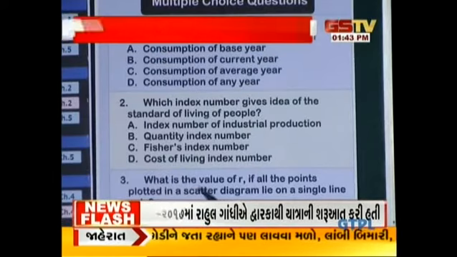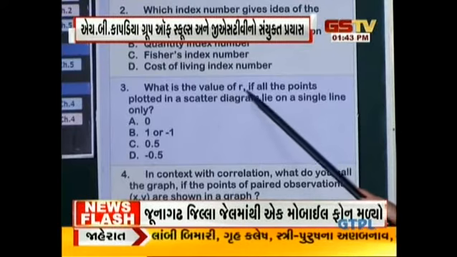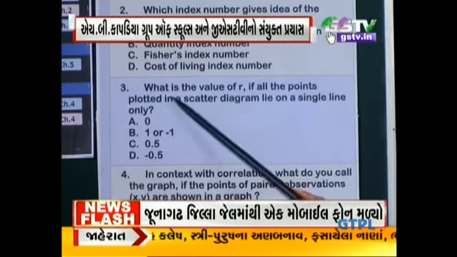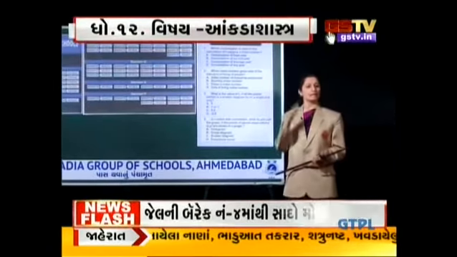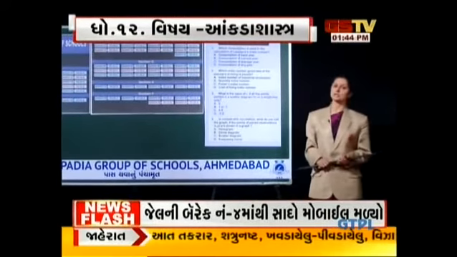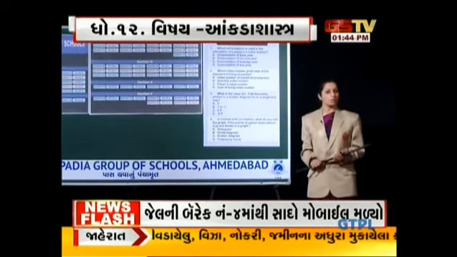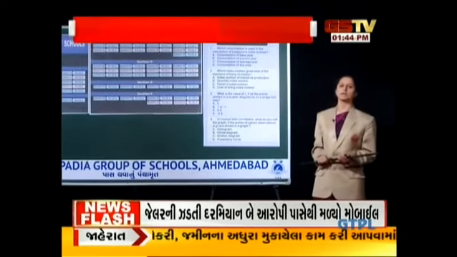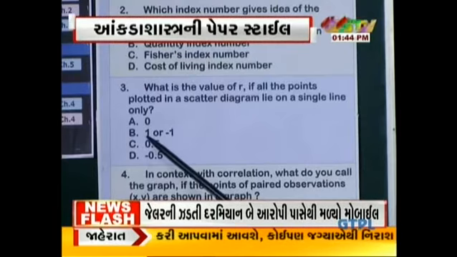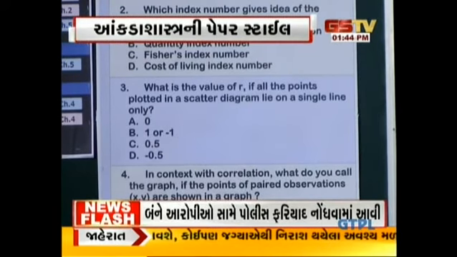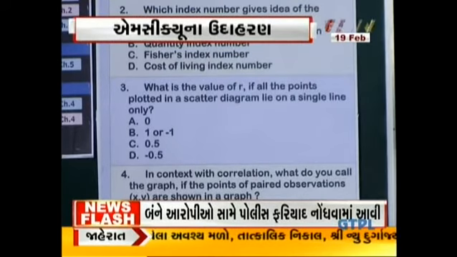Next, moving to an MCQ from the second chapter: what is the value of R if all the points plotted in a scatter diagram lie on a single line? As we know, if all the points lie on a straight line, then it is a perfect positive or perfect negative correlation. So what will be the value? It can be 1 if it is perfect positive. It can be -1 if it is perfect negative. So you will take 1 or -1.